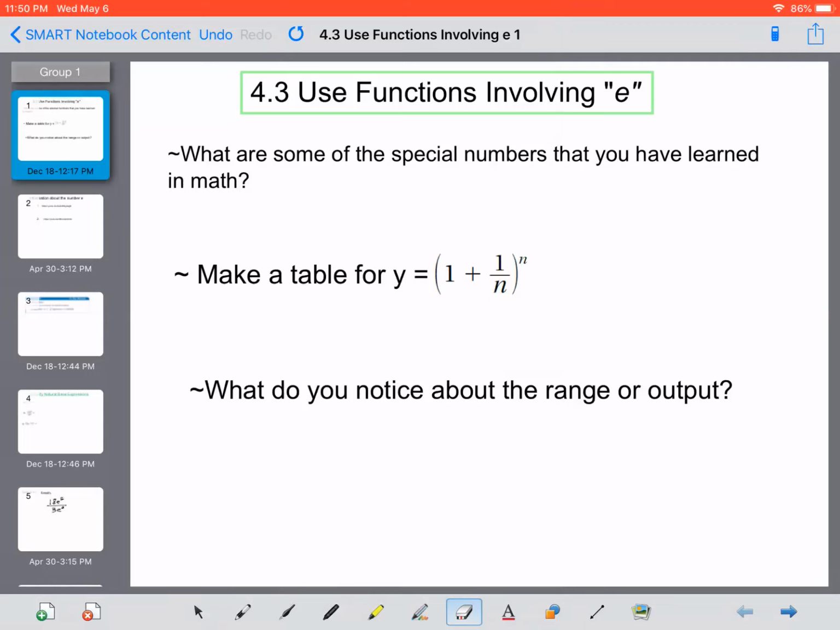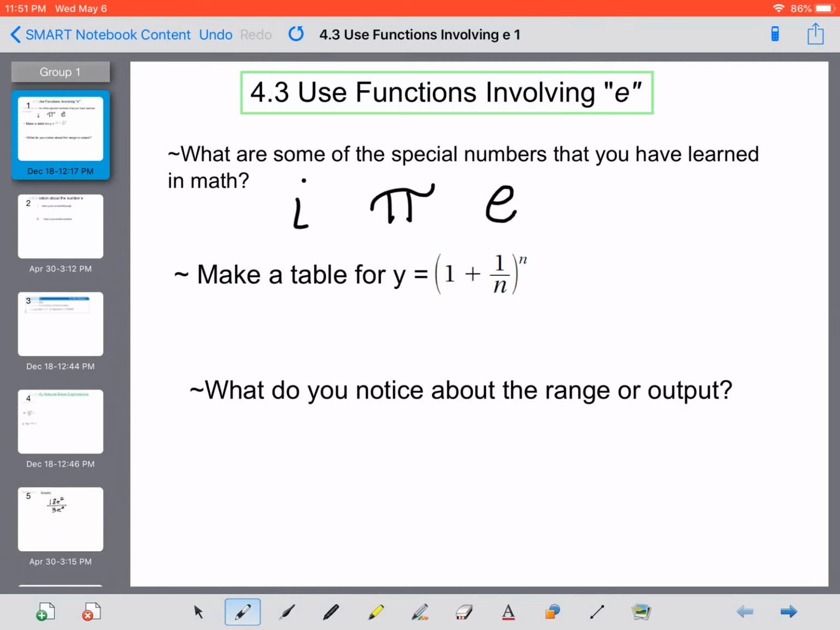4.3 is using functions involving the number e. Some of the special numbers you've learned in math are i, the imaginary number, and pi, an irrational number, and today you're going to learn about the number e.